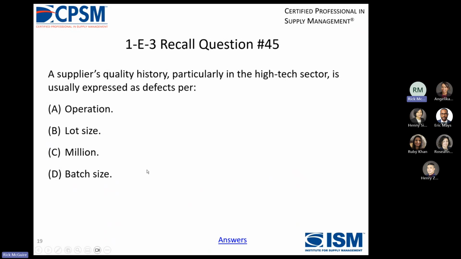All right. Supplier's quality history, particularly in the high-tech sector, is usually expressed as defects per what? What is 6? Yeah, million. Better be.